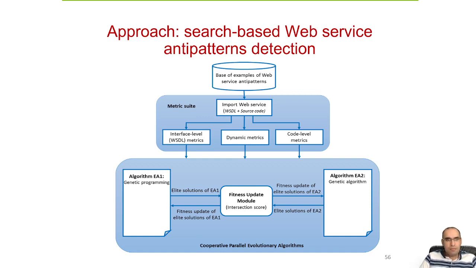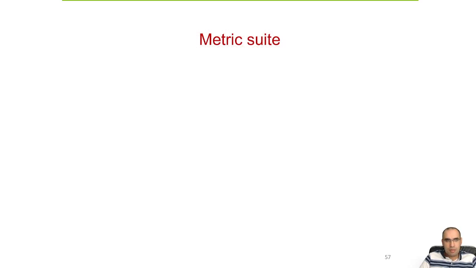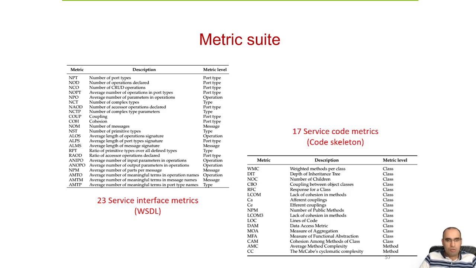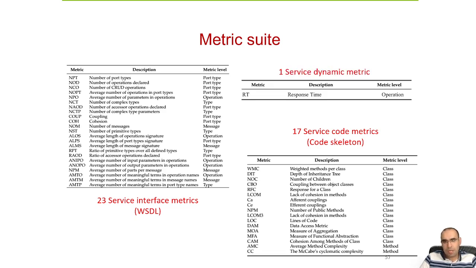anti-pattern type. Then for our metric suite, which is fundamental for the detection of our anti-patterns, we considered three types at the interface level and also at the code level. We basically extract them from the code skeleton, and also we considered one dynamic metric. Of course this is not an exhaustive list, and we can extend it later with more quality metrics and also more dynamic metrics, like quality of service related attributes.